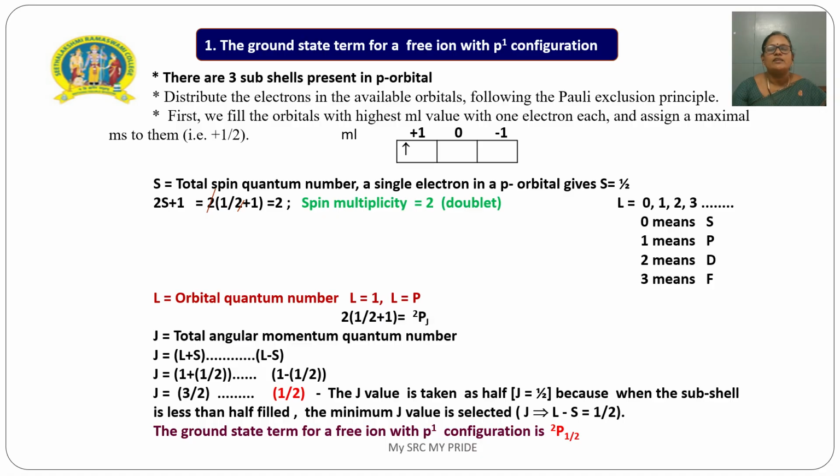The ground state term for a free ion with p1 configuration. We know that there are 3 subshells present in the p orbital. Distribute the electrons in the available orbitals following the Pauli's exclusion principle. First, we fill the orbitals with the highest ML value with 1 electron each and assign a maximal MS to them.